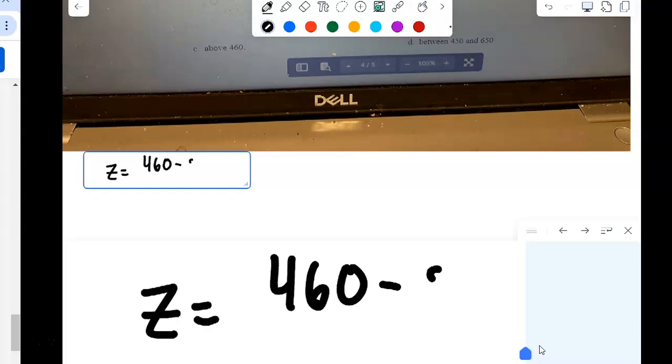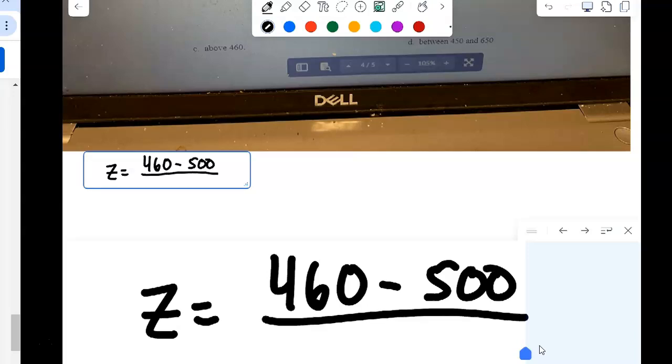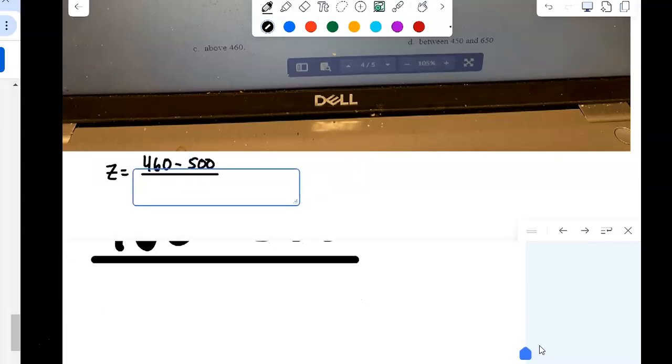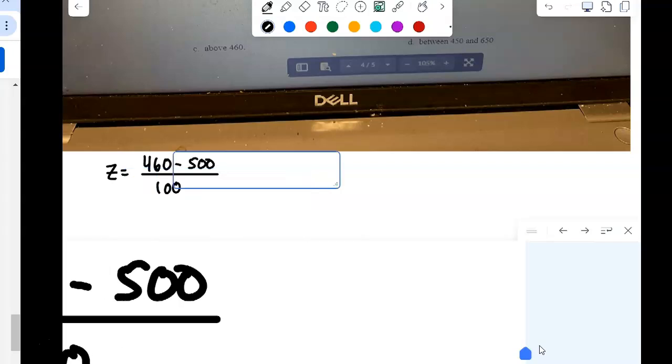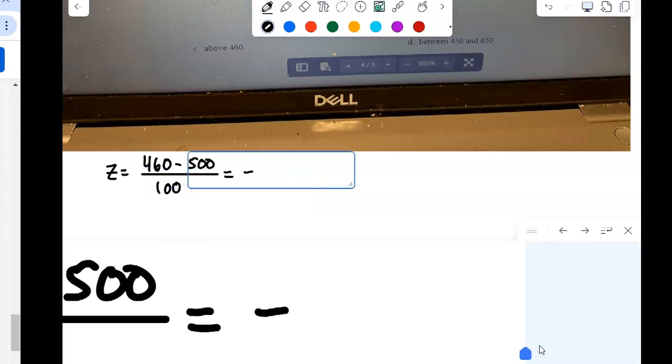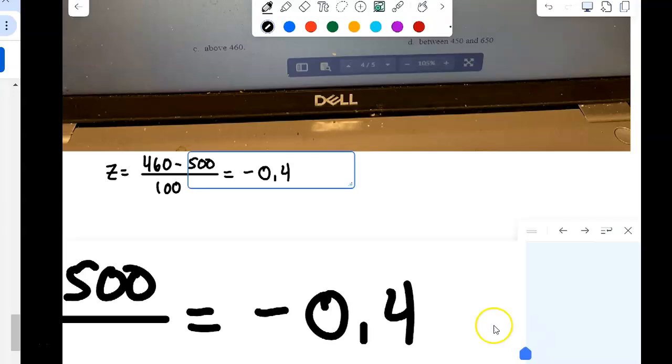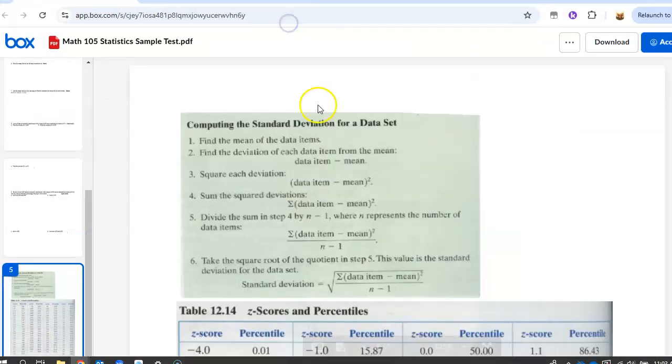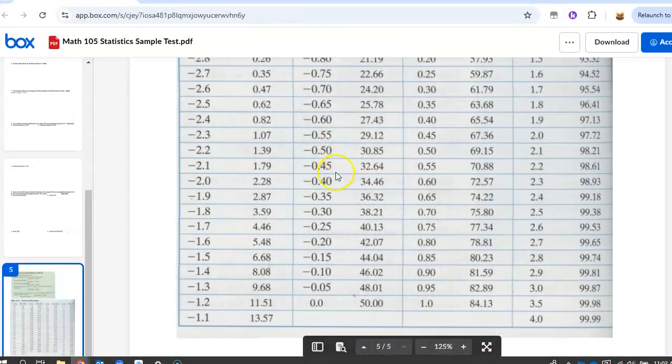460 minus the mean, 500, divided by 100. So we get a z-score of negative 0.4. And so once again, we would go to our chart once we have our z-score. Look up negative 0.4. We get 34.46.